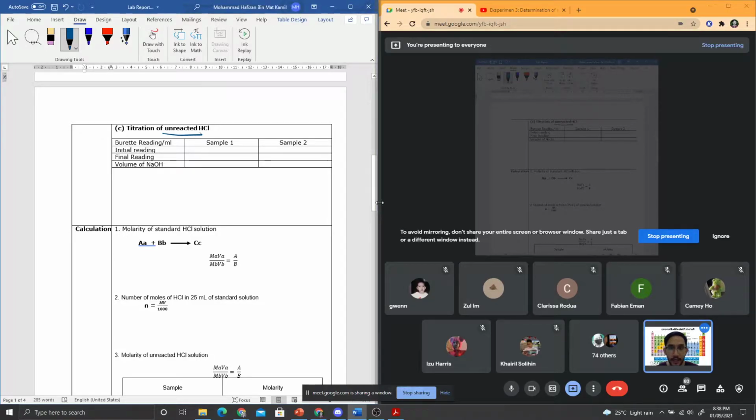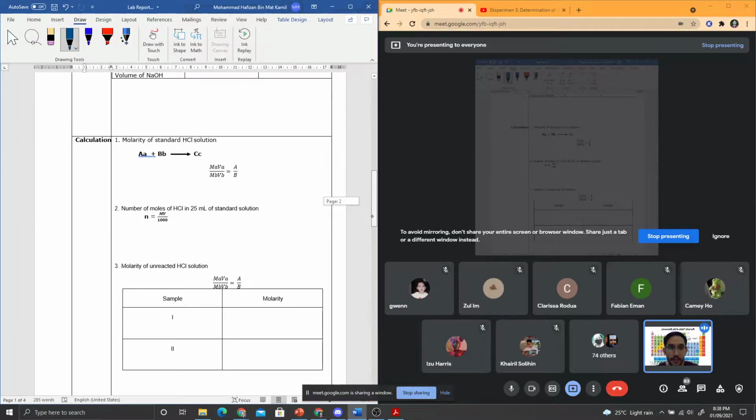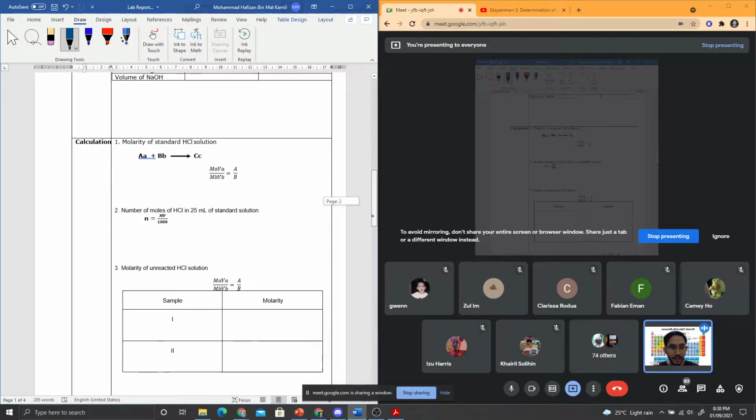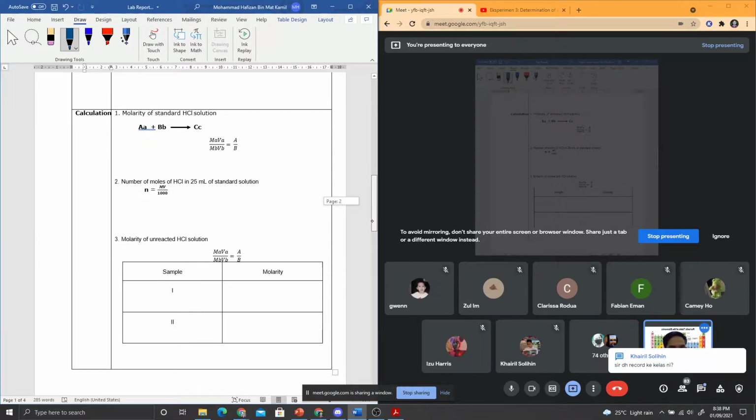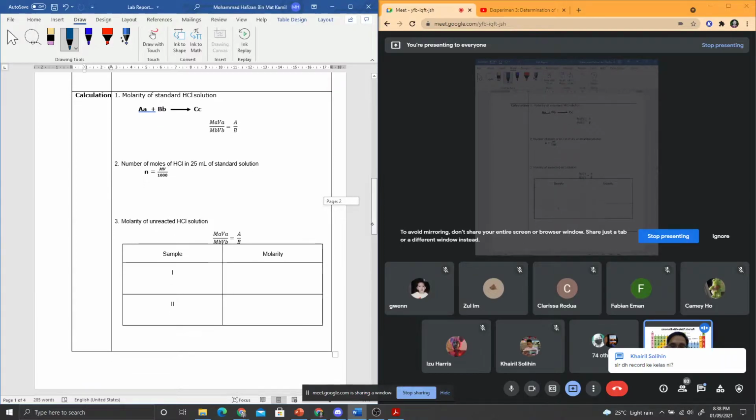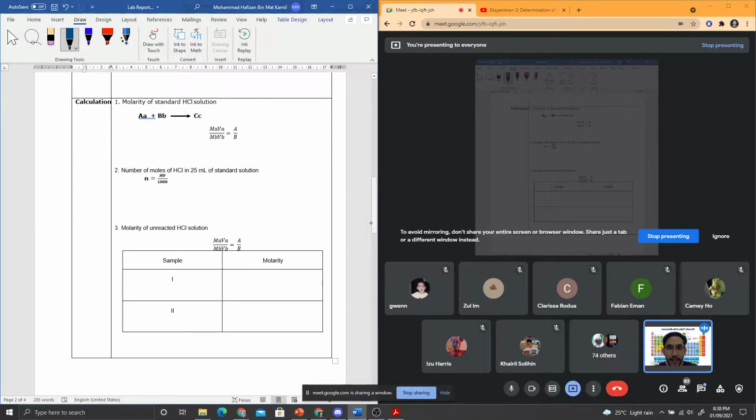Kita dapat the readings, and this experiment is very calculation heavy lah. So you gonna calculate. Yes, saya record kelas ni, don't worry, nanti saya upload. And I already gave you the formula.